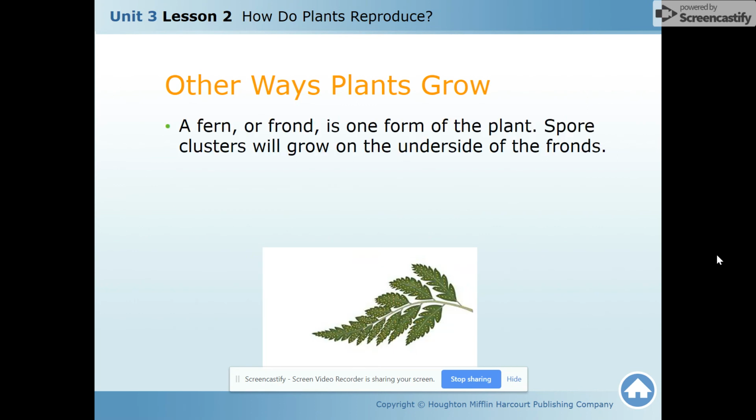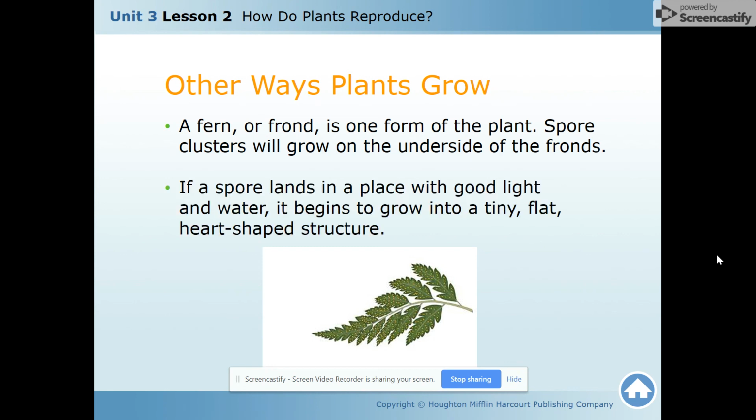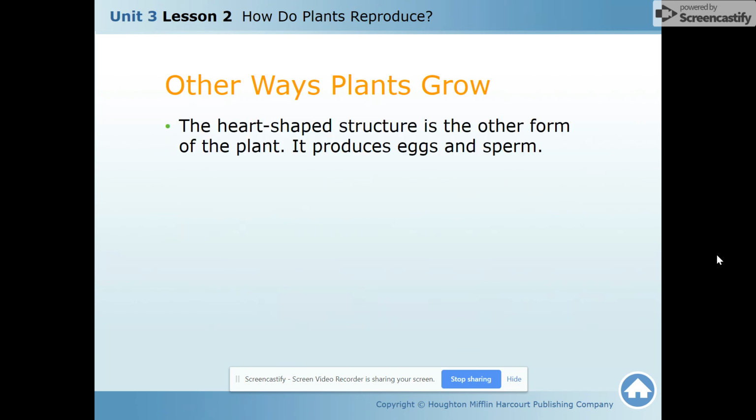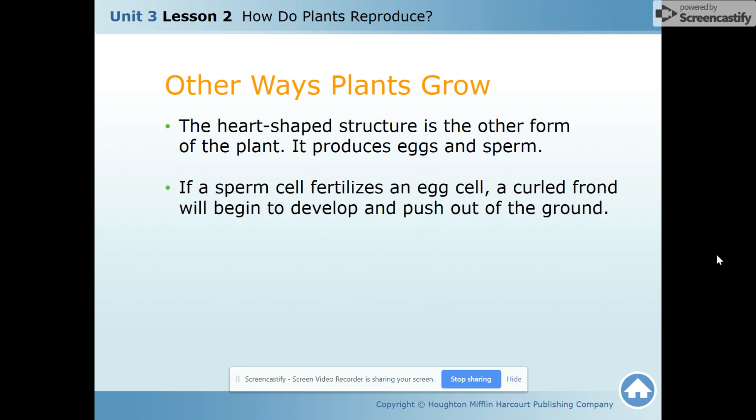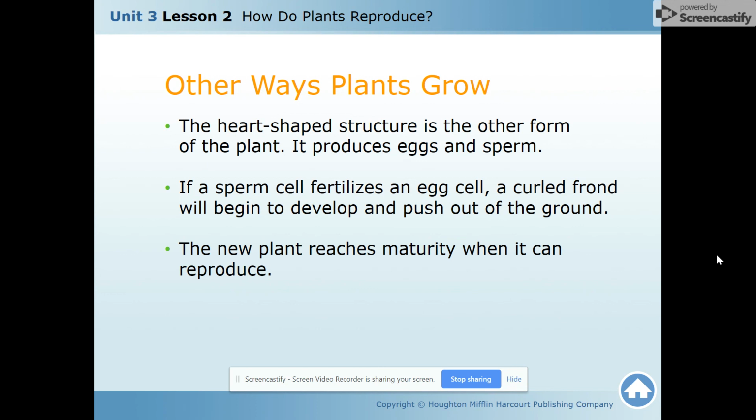A fern or frond is one form of the plant. Spore clusters will grow on the underside of the fronds. If a spore lands in a place with good light and water, it begins to grow into a tiny, flat, heart-shaped structure. The heart-shaped structure is the other form of the plant. It produces eggs and sperm. If a sperm cell fertilizes an egg cell, a curled frond will begin to develop and push out of the ground. The new plant reaches maturity when it can reproduce.